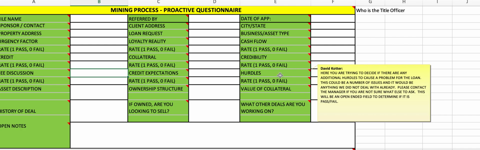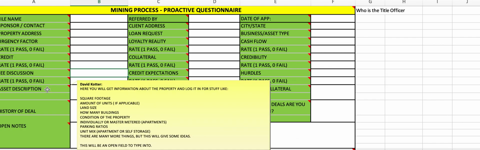Hurdles. Again, this is just, are there any other hurdles, issues you see on the loan that we're not aware of? This will take you a little time to learn, but we just want to make sure that you're keeping a good tab, and then you want to rate that as well.